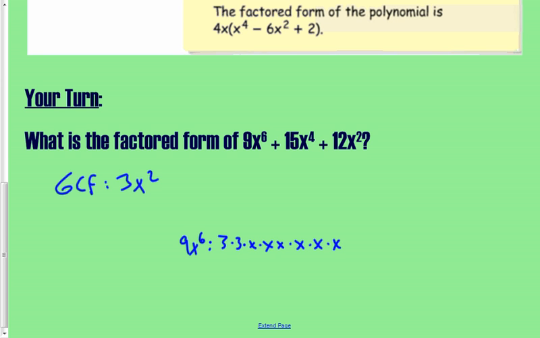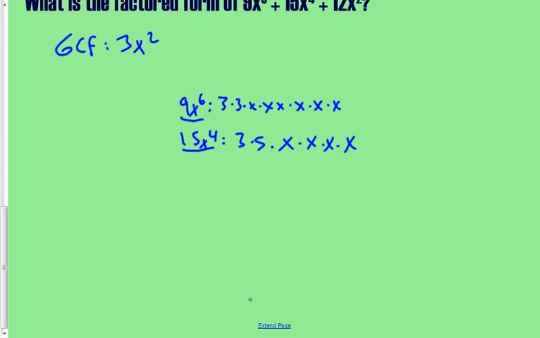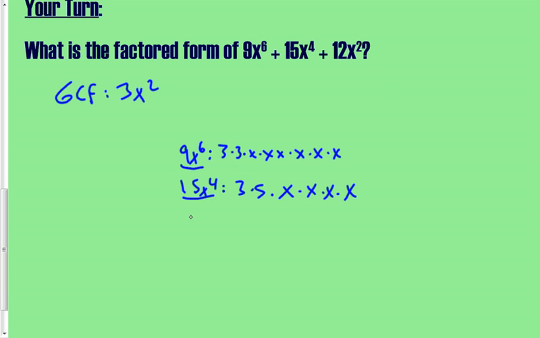All right, now the next term was 15x to the fourth power. So I'd have 3 times 5 times x times x times x times x. And then the last term, 12x squared, would be 2 times 2 times 3 times x times x. So what's in common there?